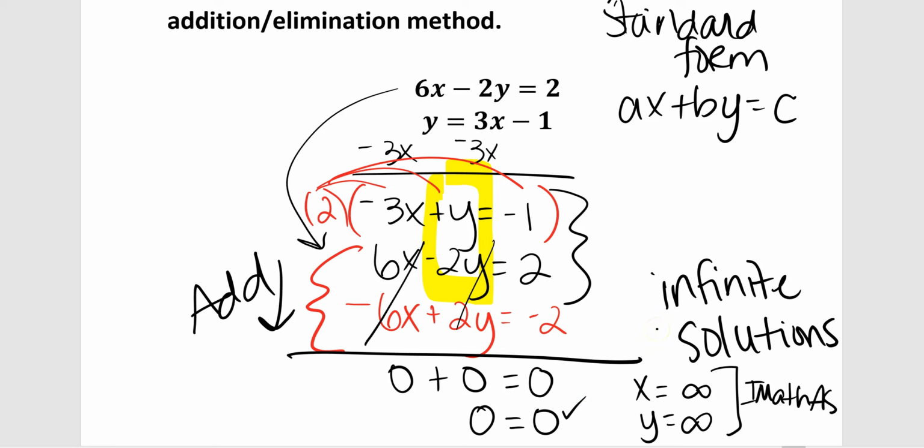Or let's say we were doing this problem, the variables were eliminated, and we ended up with 3 equals 3. Again, that's a true statement. That means we have infinite solutions. And what that looks like on a graph, it's like 2 identical lines. So it looks like one line, but what's really happening is that you have 2 lines that are literally on top of each other because they are the same line. So they are technically intersecting infinitely many times. And that's our answer, infinite solutions.